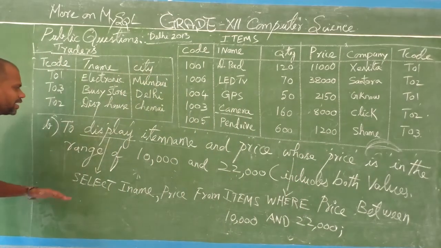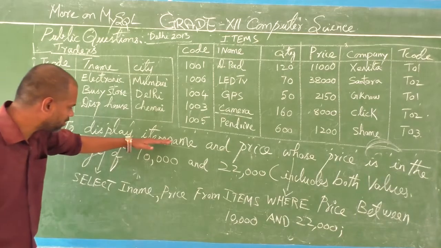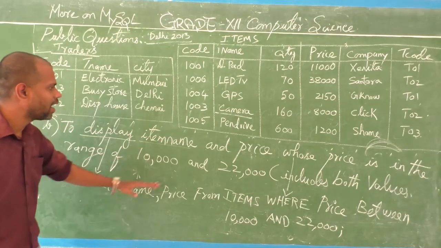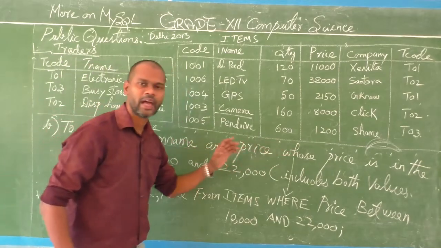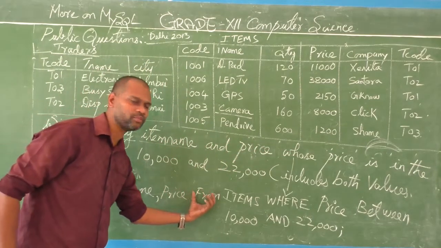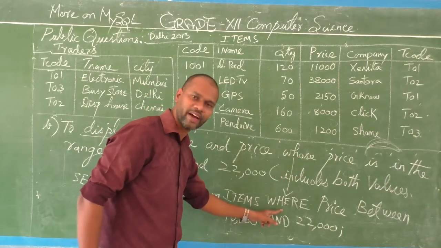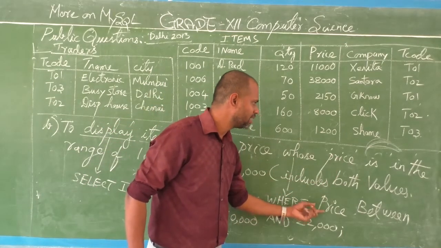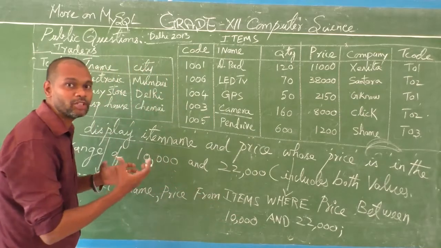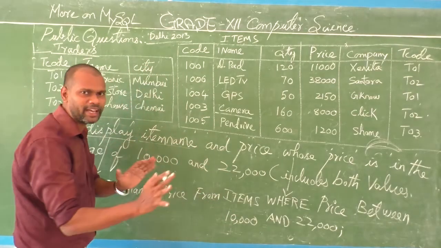So very simple, students. Display means you have to write select, and item name means you have to write I name, and price means you have to write price. Then after the column name you have to write from table name. Whenever you see whose, you can write where, and price is a column name so you write price. Then if they are saying about the range from this value to this value, the values should appear like that.